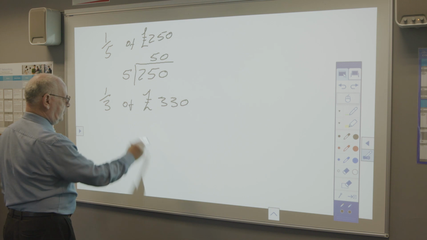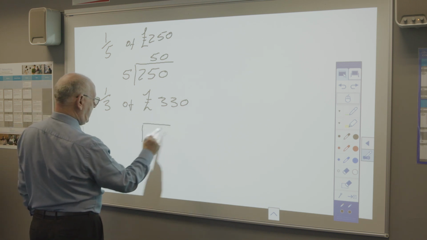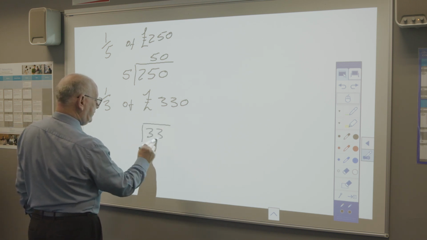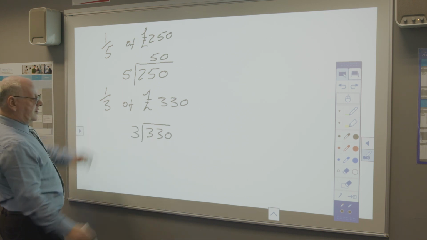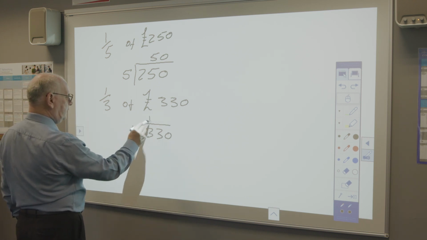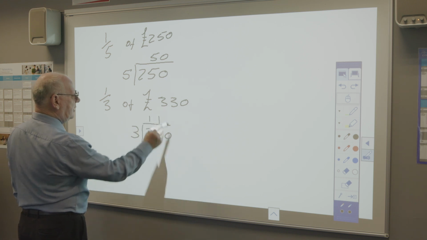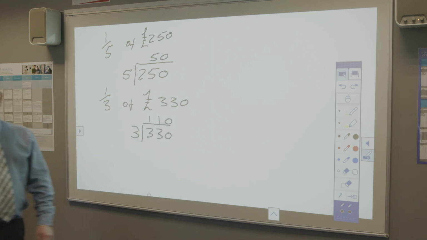A third of 330. 330 divided by 3, the bottom number of the fraction. 3 into 3 is 1, 3 into 3 is 1, 110.